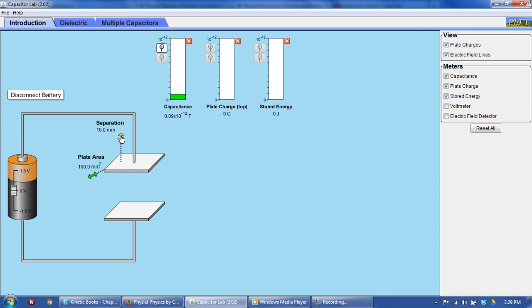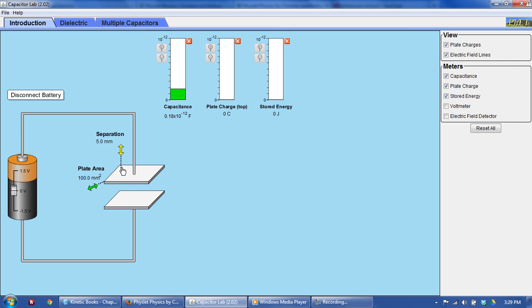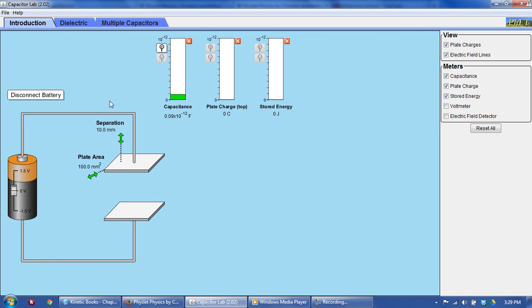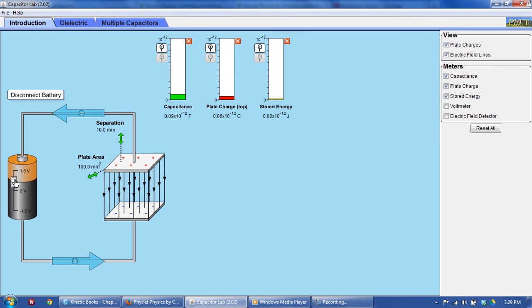If I bring these two together, notice my capacitance also goes up. The closer they are together, the higher my capacitance is. The larger the plates are, the larger my capacitance. So we can also show in here we're going to show electric field lines. So as I start, I'm going to make these really small again and really far apart, and I start to apply a voltage. You can see I start to separate charge, and I'm storing energy, and I'm creating an electric field in there. Notice those field lines going from positive to negative.